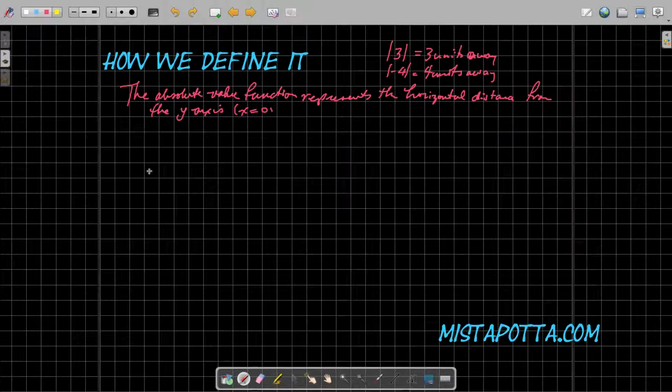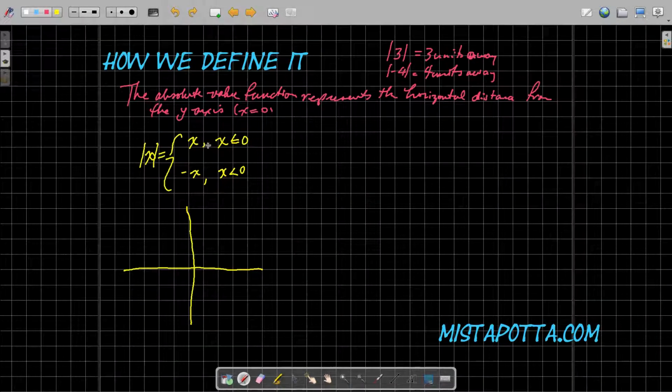Another way that we can think of it is as a piecewise defined function. We could say it's defined as x for x greater than or equal to 0, and the opposite of x for x less than 0. Because from what I know of the graph, for values of x that are positive, we end up having a positive slope. But for values of x that are negative, we end up having a negative slope. So this is our traditional graph that we're used to seeing for the absolute value function.